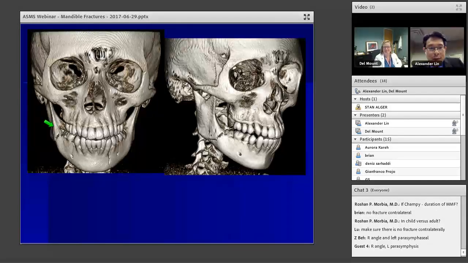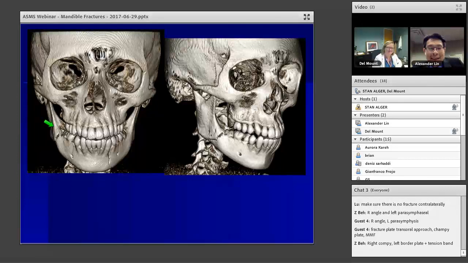Yep, right angle, left parasymphysis. I agree. And this is a really super common combination. The mandible acts sort of like a ring, so when you drop it, it breaks in 2 places. I never knew what that meant, that a ring has to break in 2 places, but that's what we say. This is very common. Usually it's the contralateral, not the ipsilateral parasymphysis, although I've seen that before, but it's usually like this. Right Champy, left border plus a tension band. Okay, sure. A right Champy, left border plus a tension band. What do you want to use for your tension band?